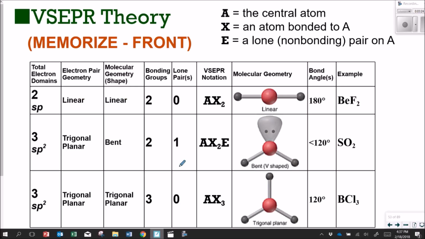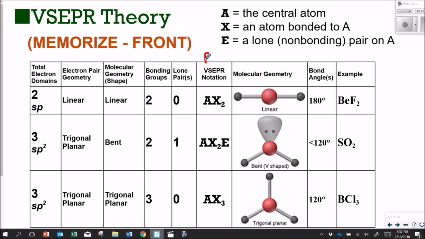This is your VSEPR chart that you were given. You will not be given this chart on tests and quizzes. You have to memorize the electron pair geometry, the molecular geometry, and the corresponding bond angles on this chart, and be able to predict that for molecules.